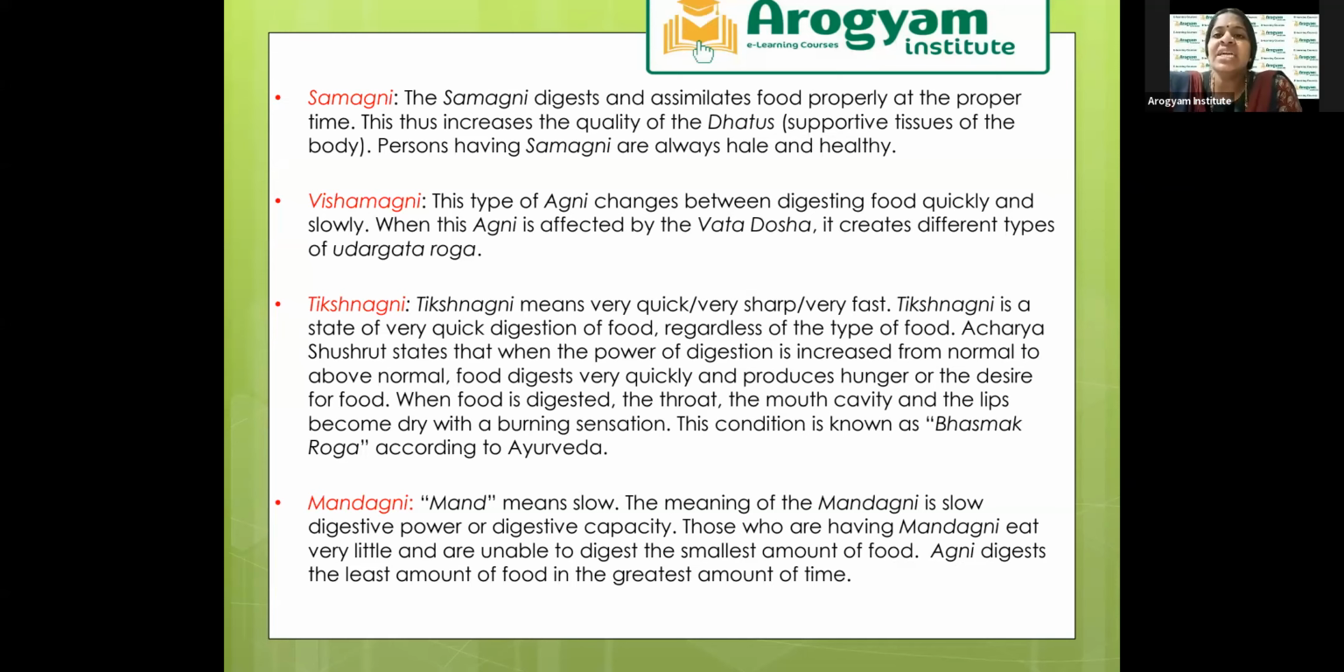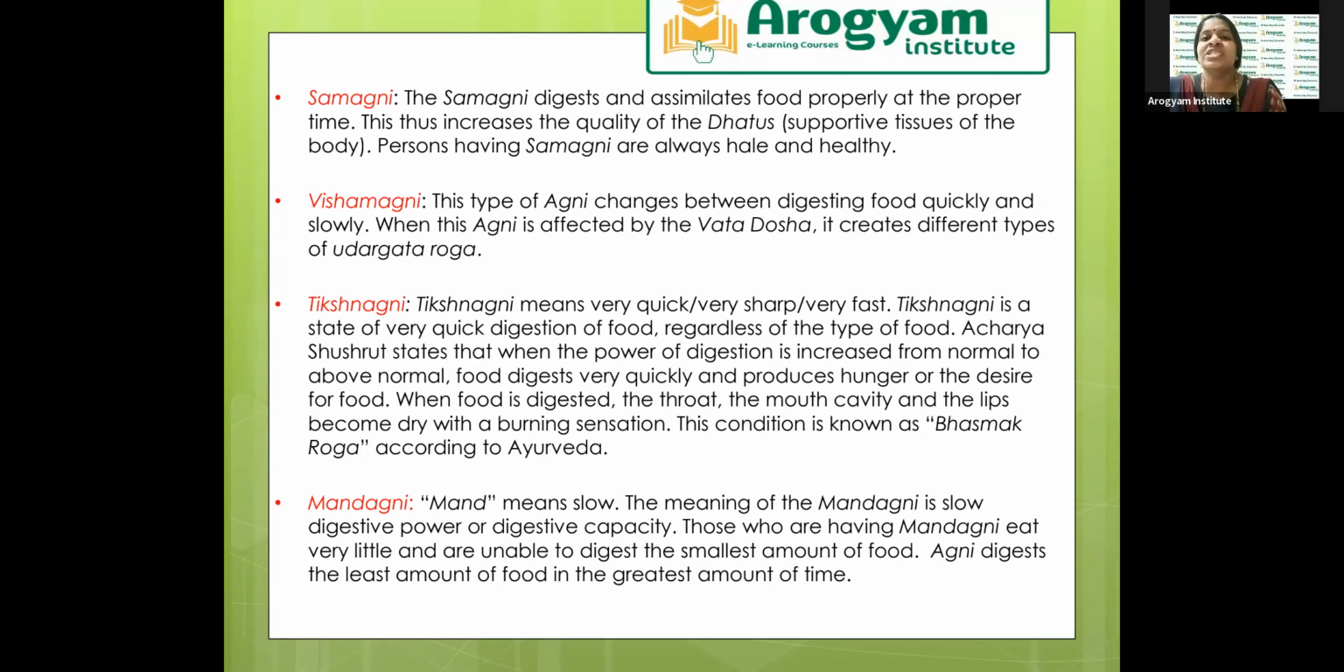Then Tikshnagni means very quick or very sharp or very fast. Tikshnagni is a state of very quick digestion of food regardless of the type of food. Remember this. Sushruta, Charaka, Vagbhata, these are our authoritative teachers, the gurus of Ayurveda, acharyas of Ayurveda. It is because of their contribution that we are able to study about Ayurveda.